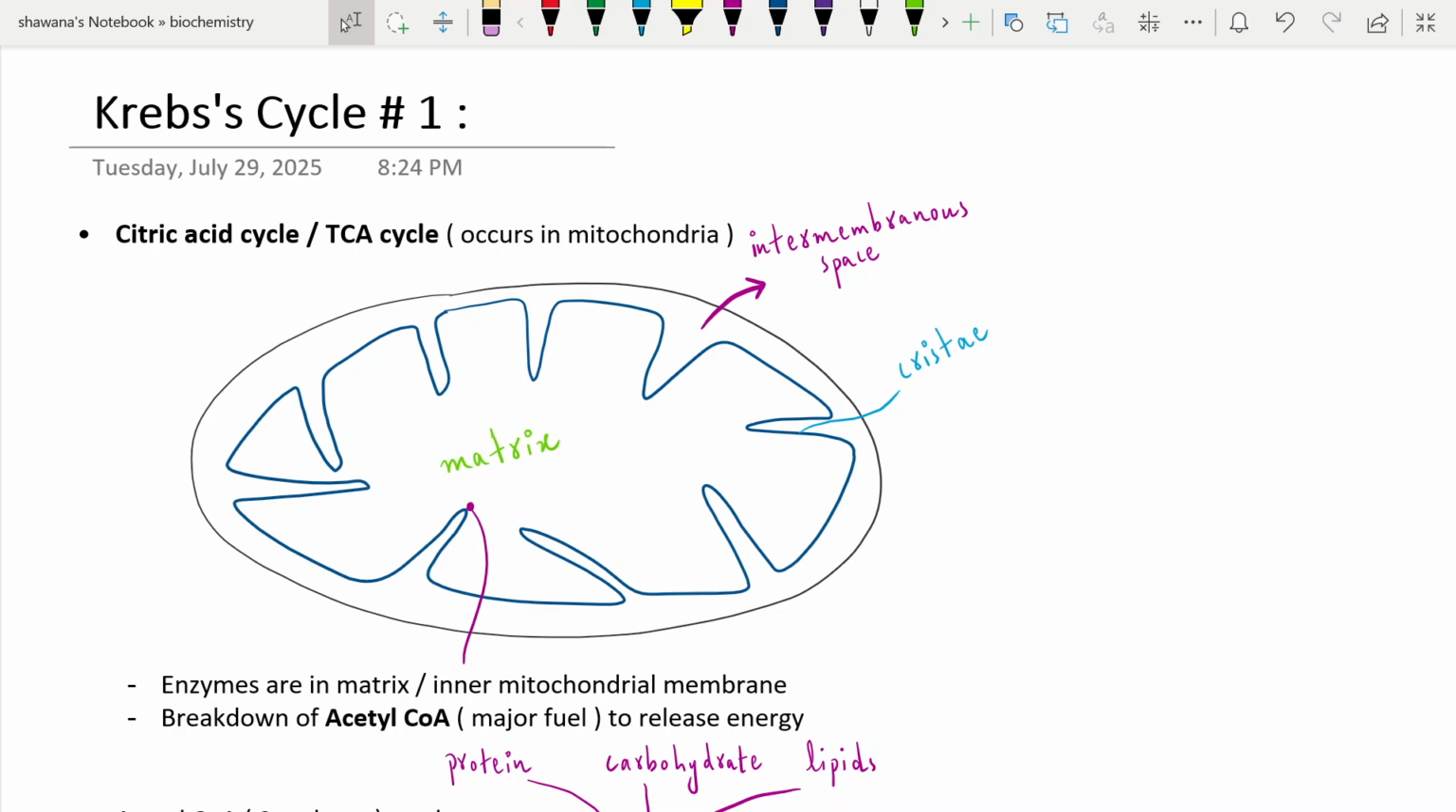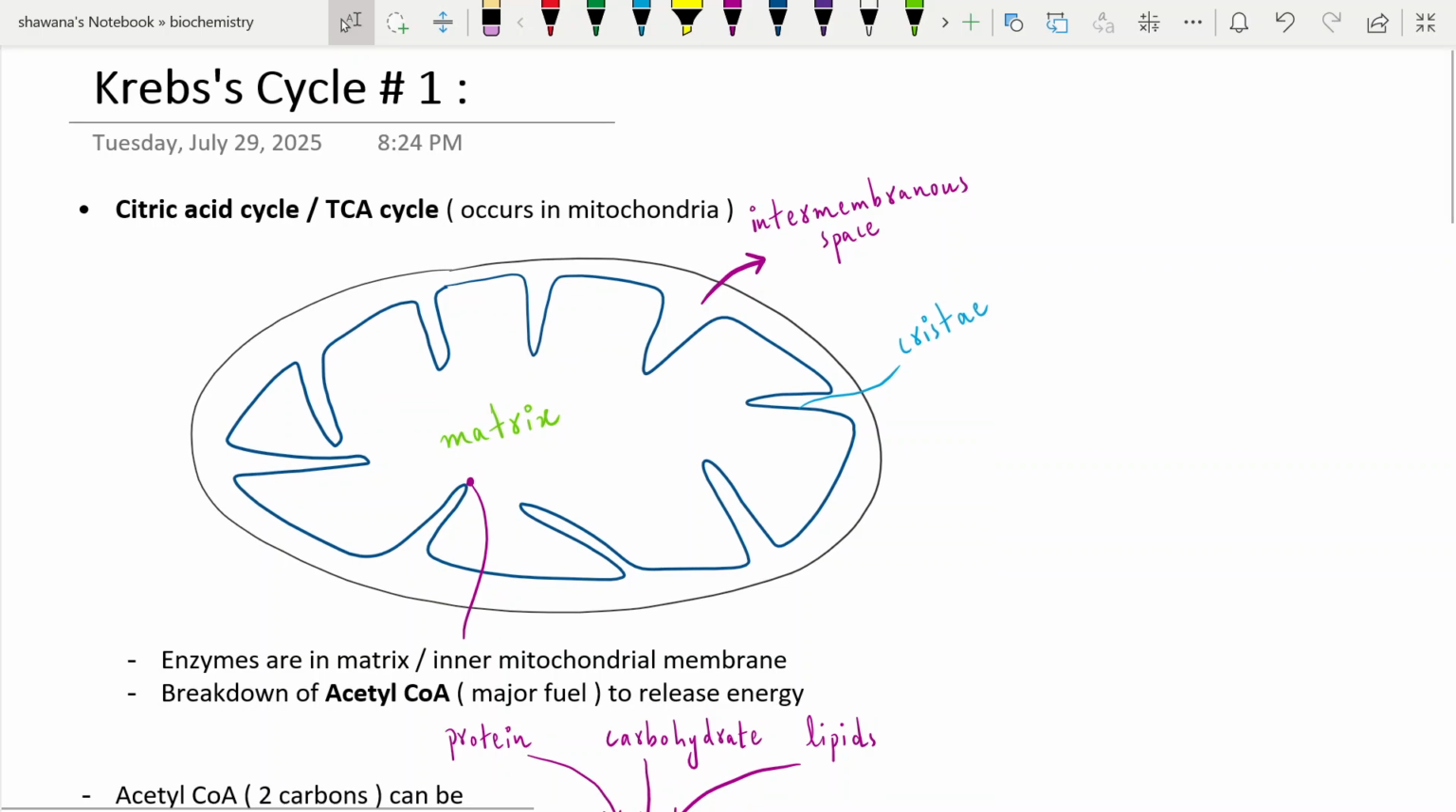Our next topic of the biochemistry series is the Krebs cycle, also known as the citric acid cycle or tricarboxylic acid cycle. We have discussed glycolysis in plenty of detail. So let's get started. First of all, I want you to know that this Krebs cycle occurs inside the mitochondria. What is the reason for that?